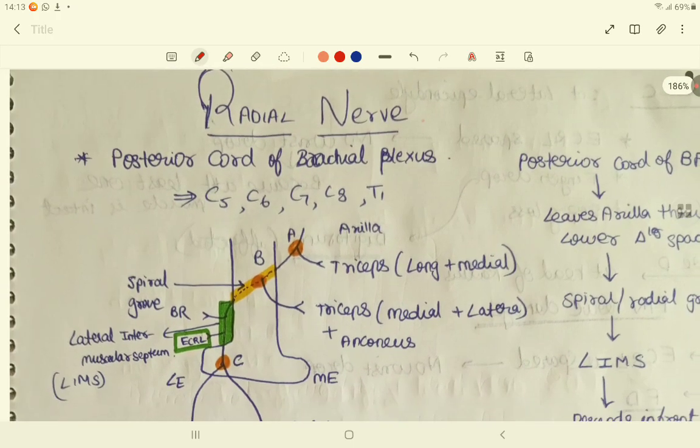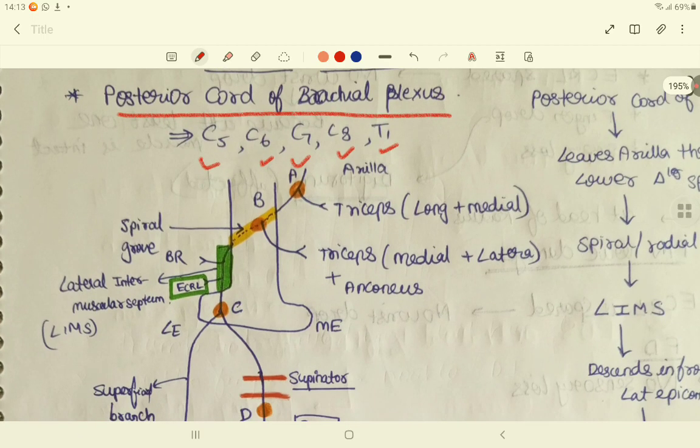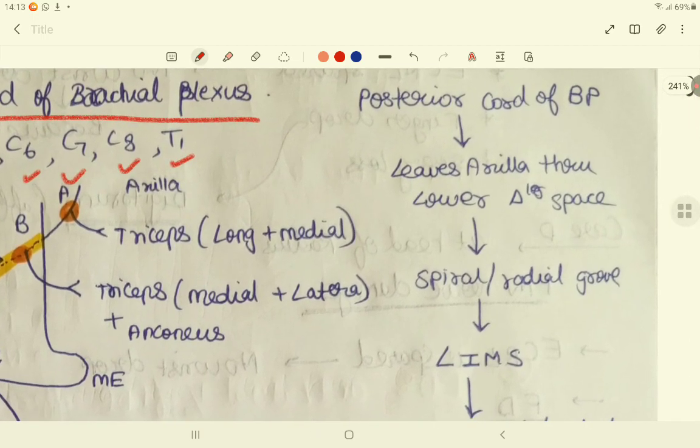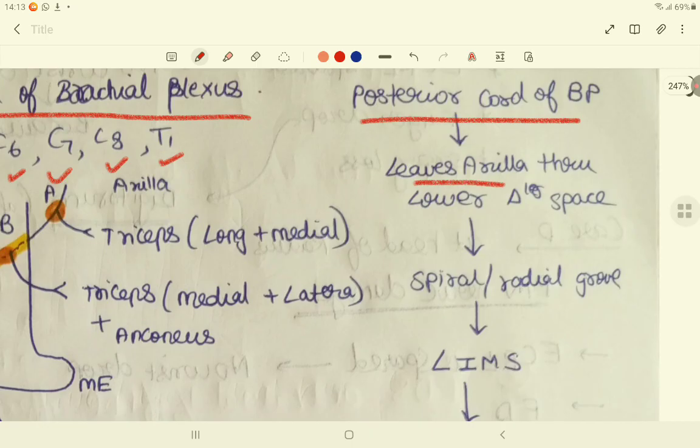So first we're talking about the radial nerve. We'll talk about the course first. It originates from the posterior cord of the brachial plexus, and its root values include C5, C6, C7, C8 and T1, which basically involves all the root values of the brachial plexus, which I hope you would have already learned in the brachial plexus chapter. Now talking about the course, it starts from the posterior cord of the brachial plexus and leaves the axilla through the lower triangular space.